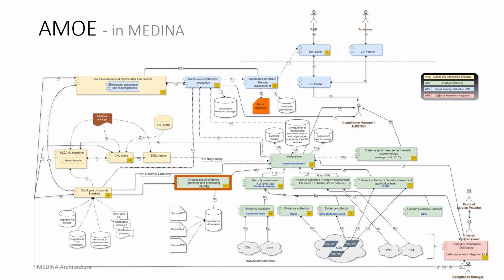See here the AMOE tool in the MEDINA architecture diagram. AMOE input consists in the document from the repository, and metrics data and configuration extracted from the catalog and the orchestrator, respectively. The output data, consisting in evidence plus assessment results, is sent back to the orchestrator. The user interface allows you to upload documents and set and submit assessment results.